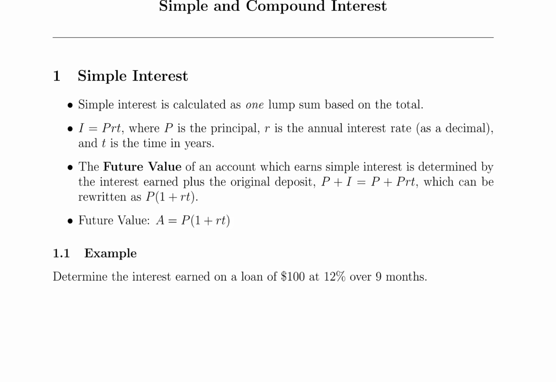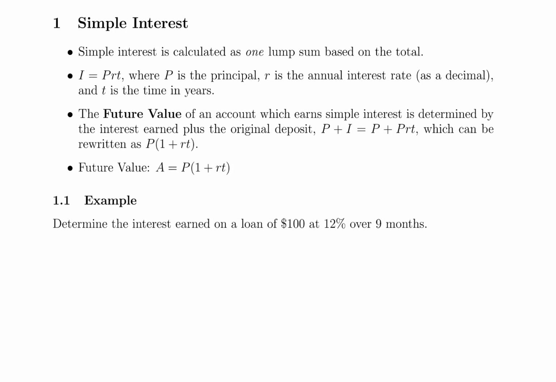Beginning with simple interest. Simple interest is calculated as one lump sum based on the total. So that means if you've invested, say, $1,000 in an account, and you're going to let it sit there for a year and it earns, let's say, 10% simple interest, then your interest earned on that account is going to be 10% of that one-time deposit of $1,000. So that would be $100.